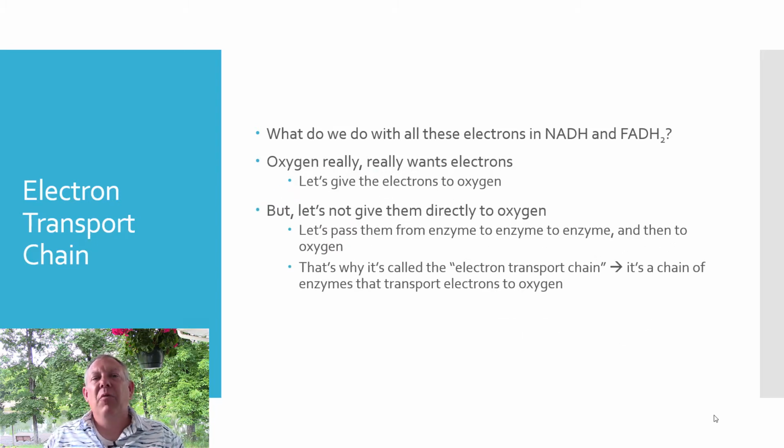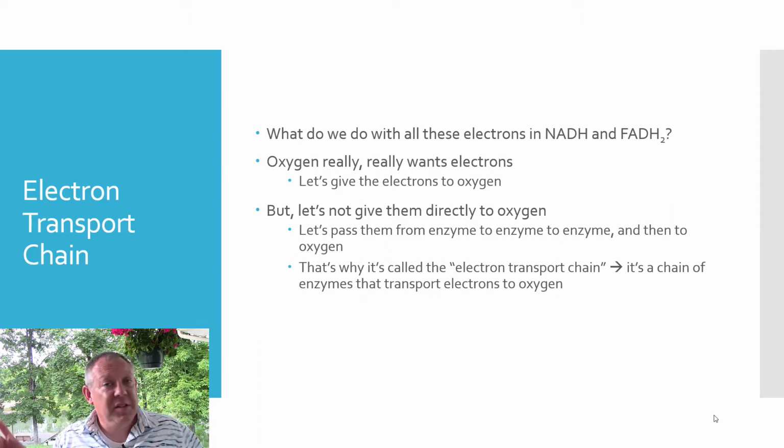But we're not going to hand them over directly. We're going to pass them from enzyme to enzyme, and then eventually oxygen will get them. That's why it's called the electron transport chain. We've got a chain of enzymes that sit next to each other, and they transport an electron from one to the other and eventually to oxygen.